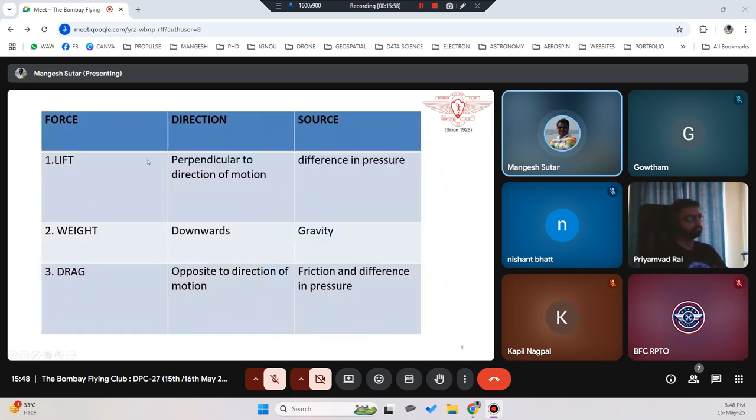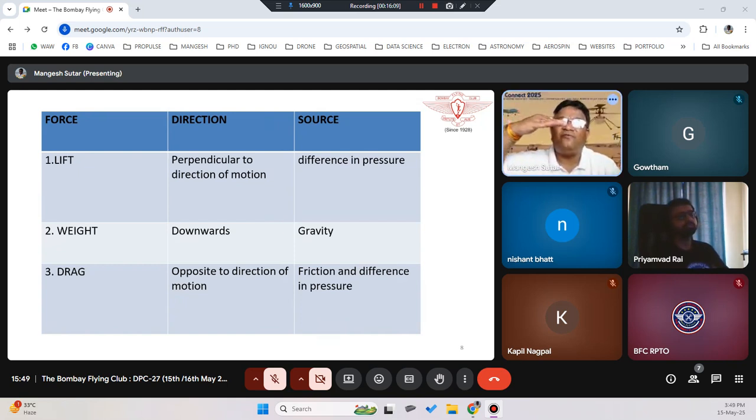Okay, so now let's see the forces. The lift is always perpendicular to the direction of the motion. That means what? Let me show on the camera. So what will happen? It will always be in the perpendicular direction of the motion. So as the aeroplane is flying this way, the lift will always tend to go up. Why is it always in perpendicular motion? Because of the difference in pressure. We'll see what the difference in pressure is in subsequent slides.